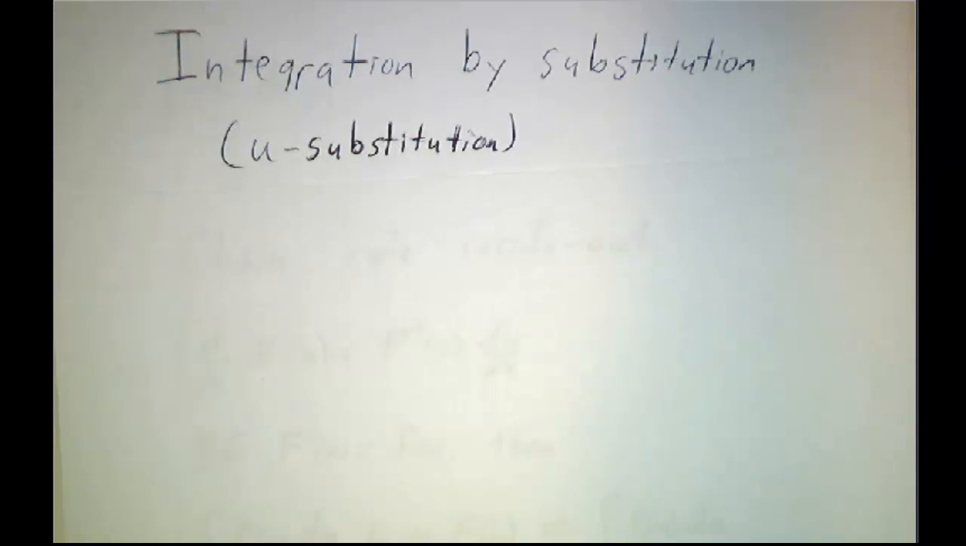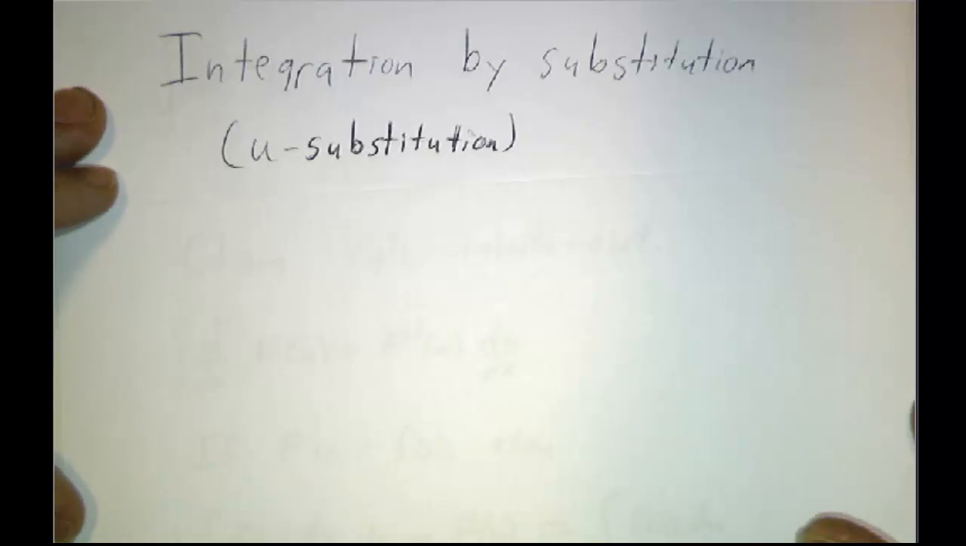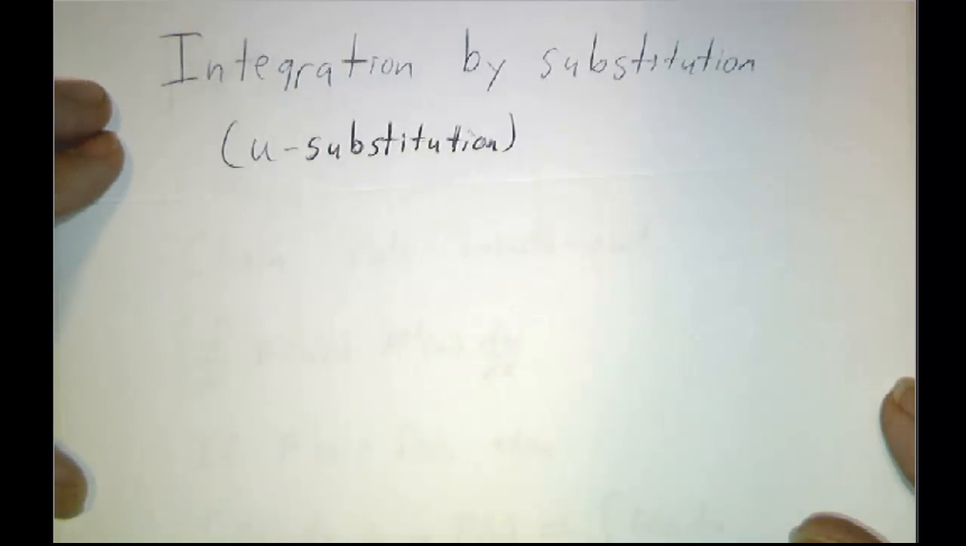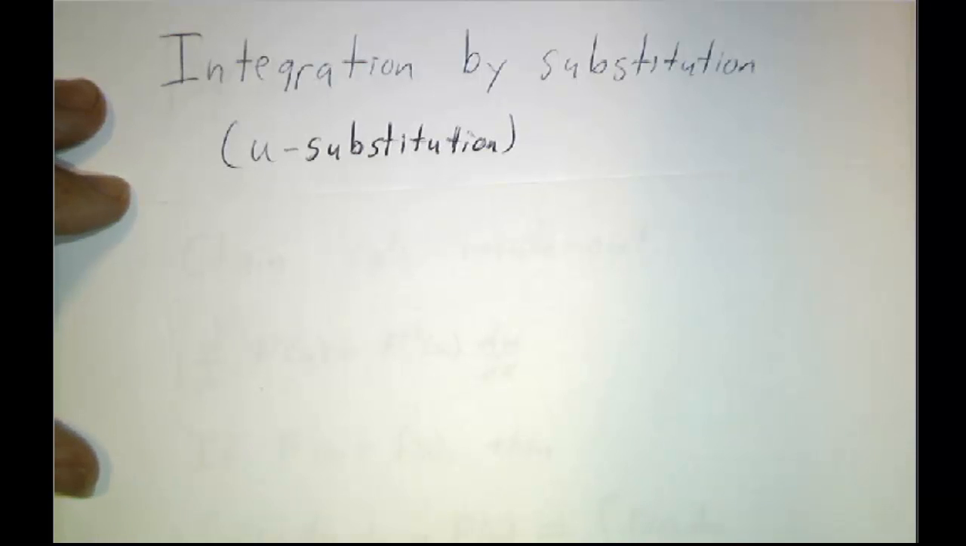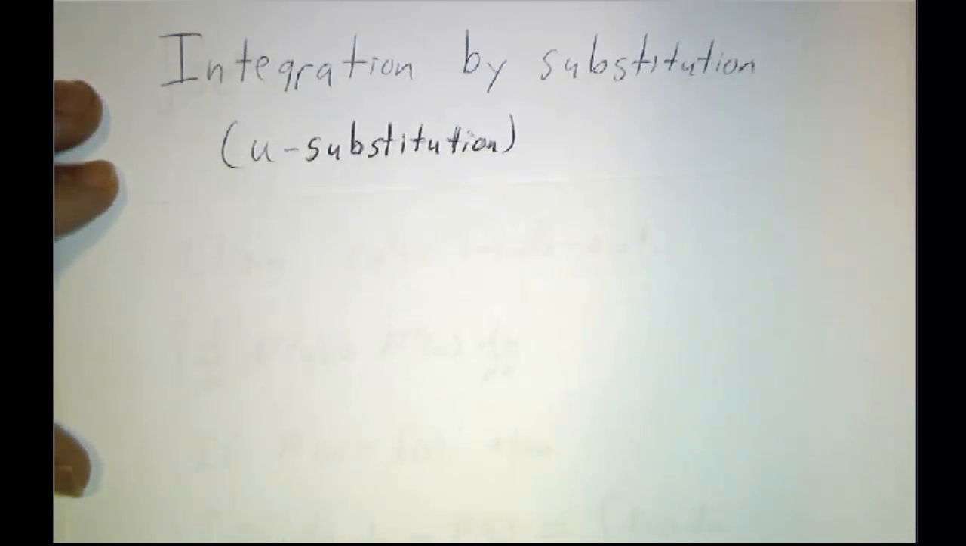Okay, now we're going to talk about the single most important technique of integration. By integration, I'm basically meaning finding antiderivatives, because as we've seen, if you want to do a definite integral, you just find the antiderivative and plug in at the endpoints. If you want to find an indefinite integral, you just find an antiderivative. So, integration by substitution, which is also sometimes called u-substitution, is the chain rule turned inside out.